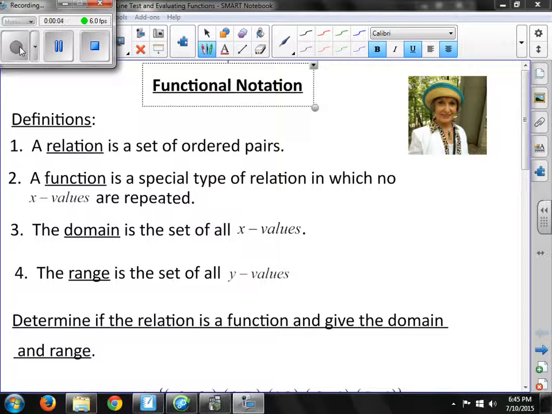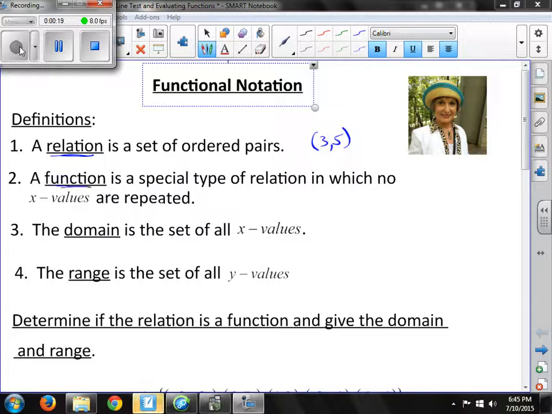Today we're going to talk about functional notation. So let's start off with some definitions. First of all, a relation is a set of ordered pairs. And you remember about ordered pairs. It's a set of ordered pairs. That's just one ordered pair.